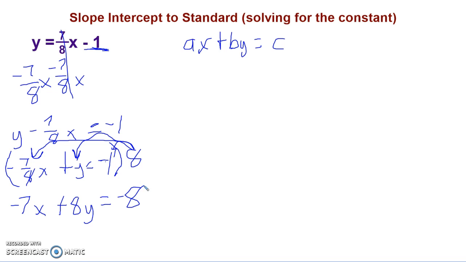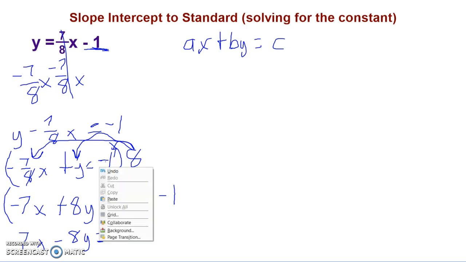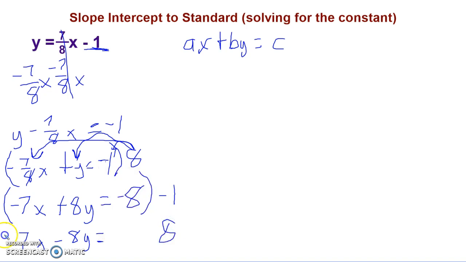And we have an issue here because we cannot have a negative x. So what we're going to do is multiply everything by negative 1. And the reason we're doing that is to get rid of this negative x, but to keep everything the same. So we're going to get 7x minus 8y is equal to 8. So there you have it. We went from slope-intercept back to standard form, and we had to do a lot of moving there, but that's how that works.